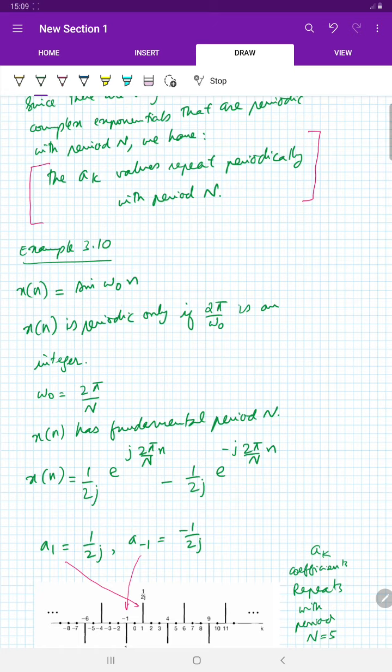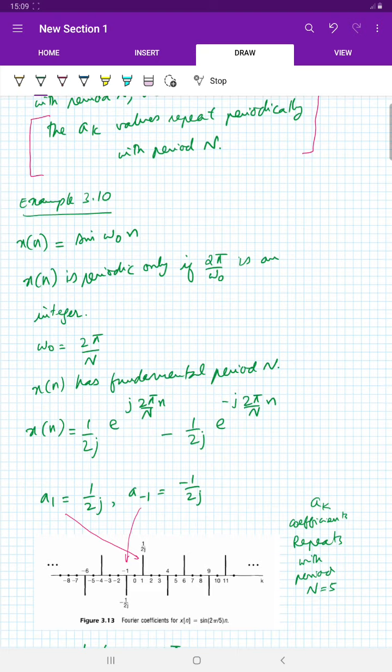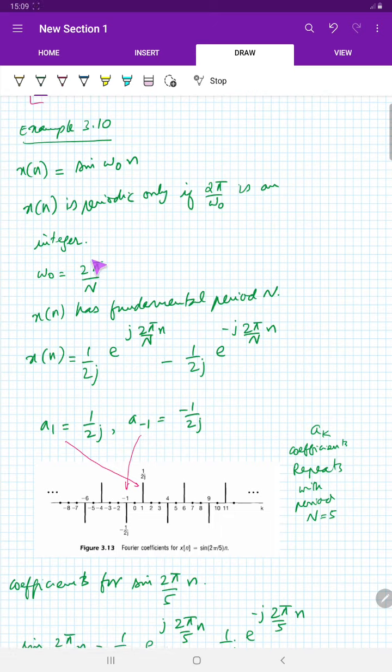The condition, if you remember again from chapter 1, was that omega naught must be a fractional multiple of 2 pi. Omega naught is of the form 2 pi m by N, where m and N are integers. So x of n is periodic only if 2 pi by omega naught is an integer, and in this case omega naught will be 2 pi by N, and hence if your omega naught can be written in this form 2 pi by N, then x of n has a fundamental period of N.